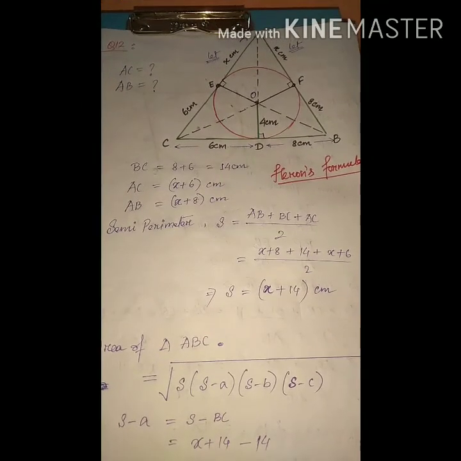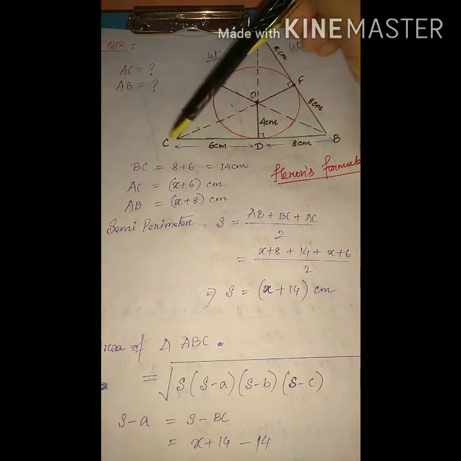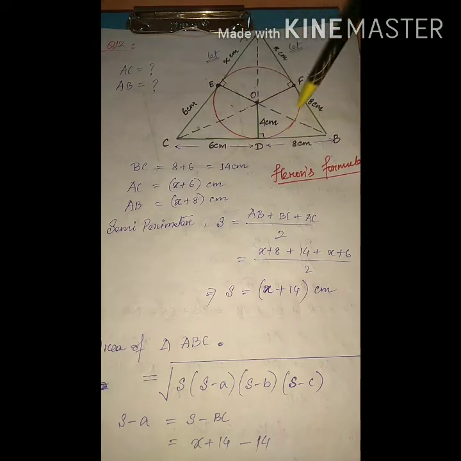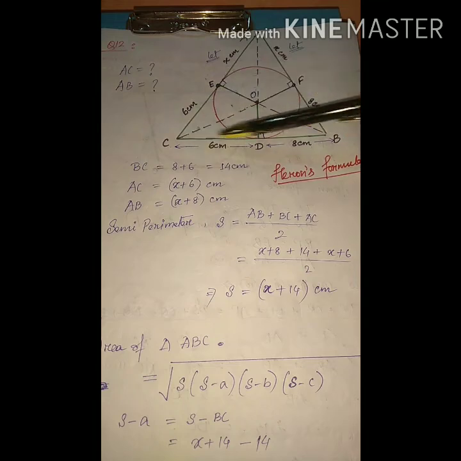Now after completing 11, the next question is question number 12. In this question, a triangle is given to you, and a circle is circumscribed about this triangle. Is it clear? First of all, you have to draw a triangle, and then draw a circumscribed circle around it, like in this way.